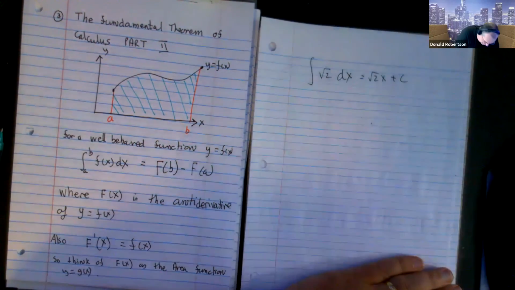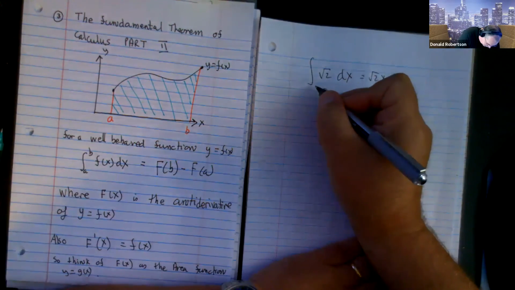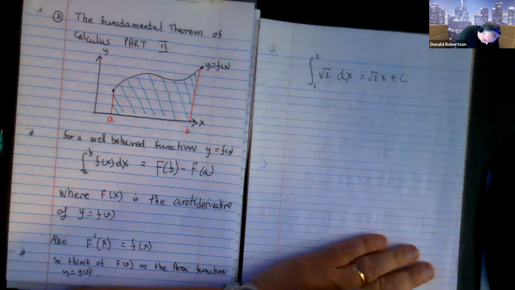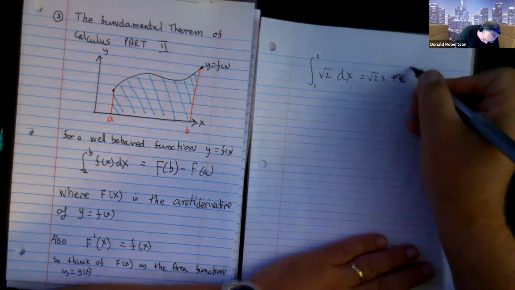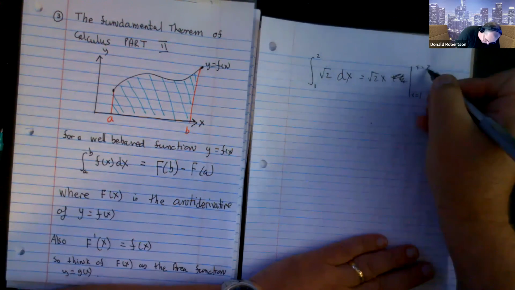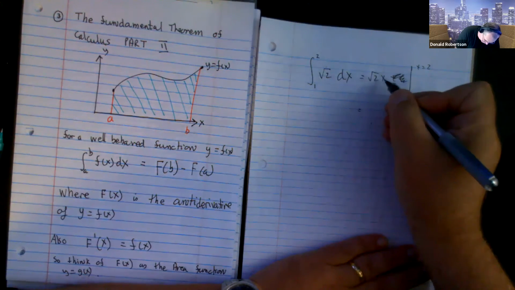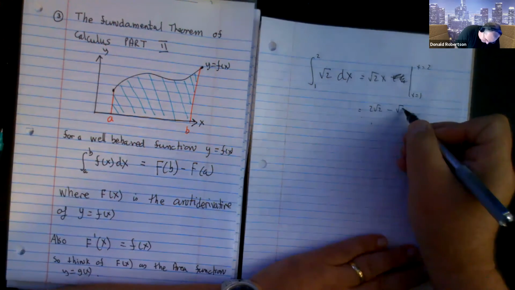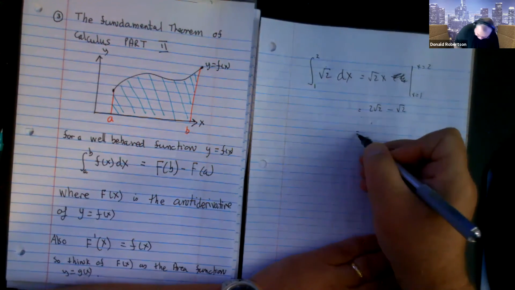If someone had said, I want the integral from 1 to 2, then all you would do is make that go away. And you do x equals 1 to 2. And you'd have square root of 2 times 2, which is that guy. Take away the square root of 2 times 1, which is that guy. And won't the answer simply just be the square root of 2?